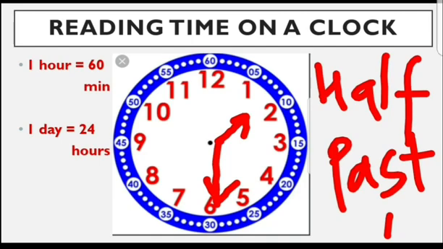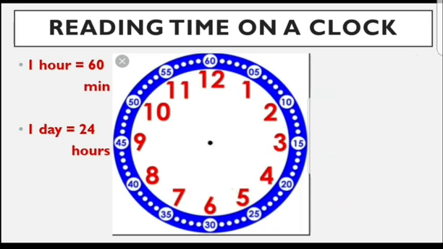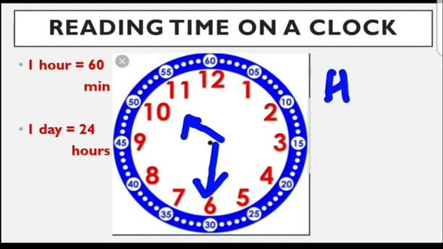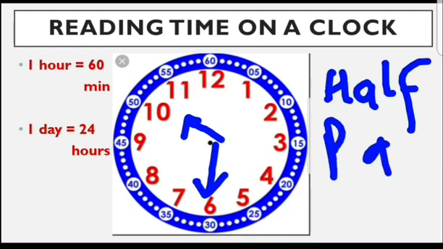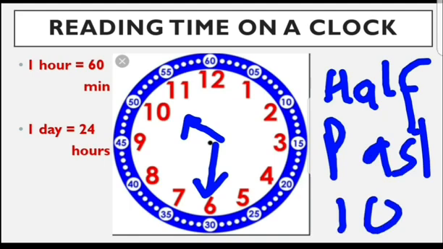Okay, now suppose the minute hand is at 30 and the hour hand is between 10 and 11. So children, it is half past 10, because 30 minutes have passed, exactly the half of 60 minutes, that is half an hour. So half past 10. Okay, so this way we read time when the minute hand is at 6, that it has completed 30 minutes, and the hour hand is between any numbers.